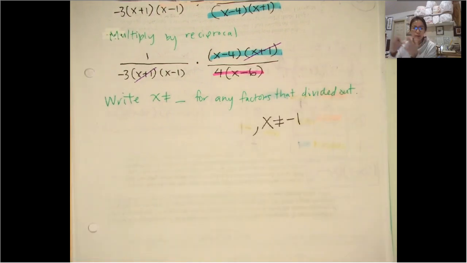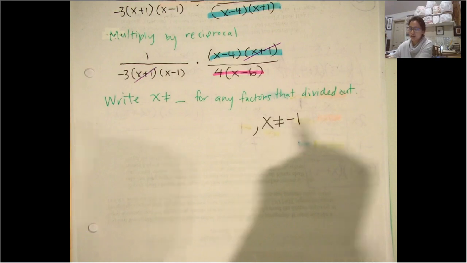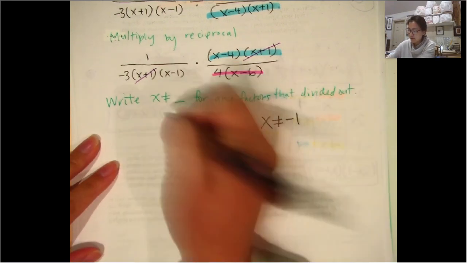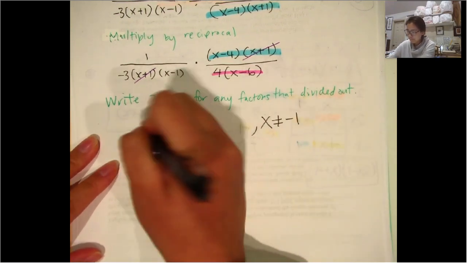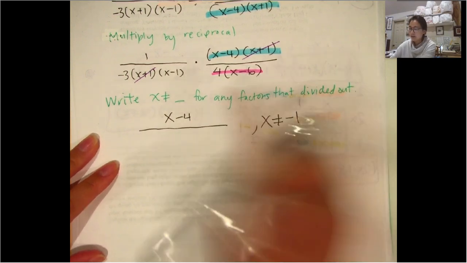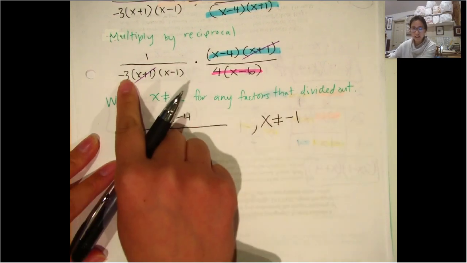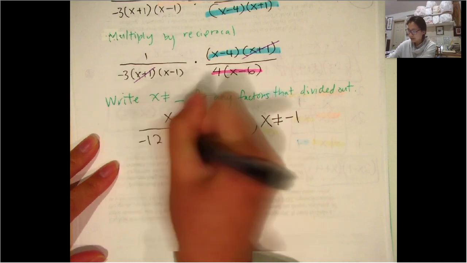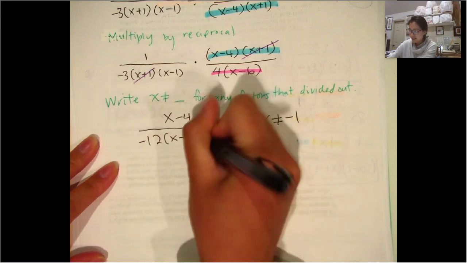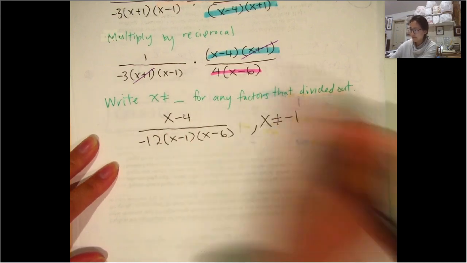Okay, and so we'll just multiply straight across. You can leave it factored as your answer. So you have x minus 4 in the numerator. And in the denominator, you have 4 times negative 3, that's negative 12, times x minus 1 times x minus 6. And that's how you simplify a complex fraction.